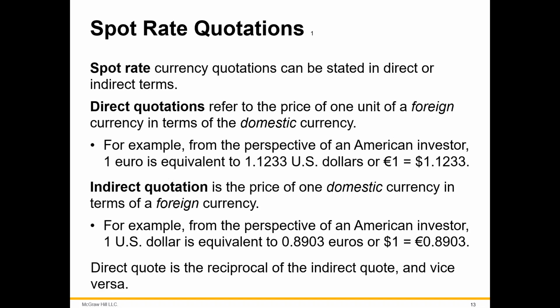So basically, from the perspective of an American, that means that because the US dollar has a high value relative to most currencies, most quotes for Americans are in terms of an indirect quote. So as an American investor in foreign exchange, you see the 140 yen and the 7 Thai baht and the 1.3 Swiss francs or whatever it is.